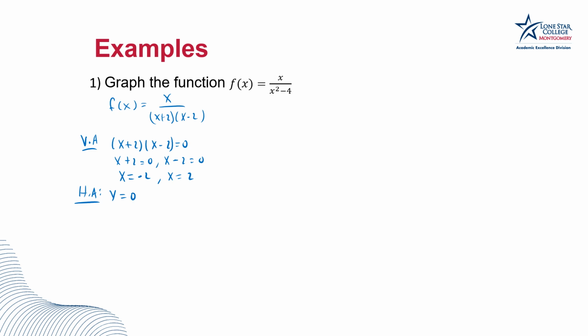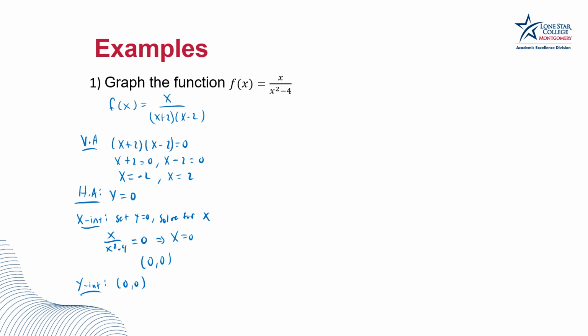Now we look to find the x and y intercepts. To find the x-intercept, we set y equals 0 and solve for x. So we get x over x squared minus 4 set equal to 0. Multiply both sides by the denominator, and that just gives us x equals 0. So the x-intercept is the point (0, 0), which coincidentally in this case is also our y-intercept. For the y-intercept, you set x equals 0 and solve for y, but we know that's going to give you 0 again.